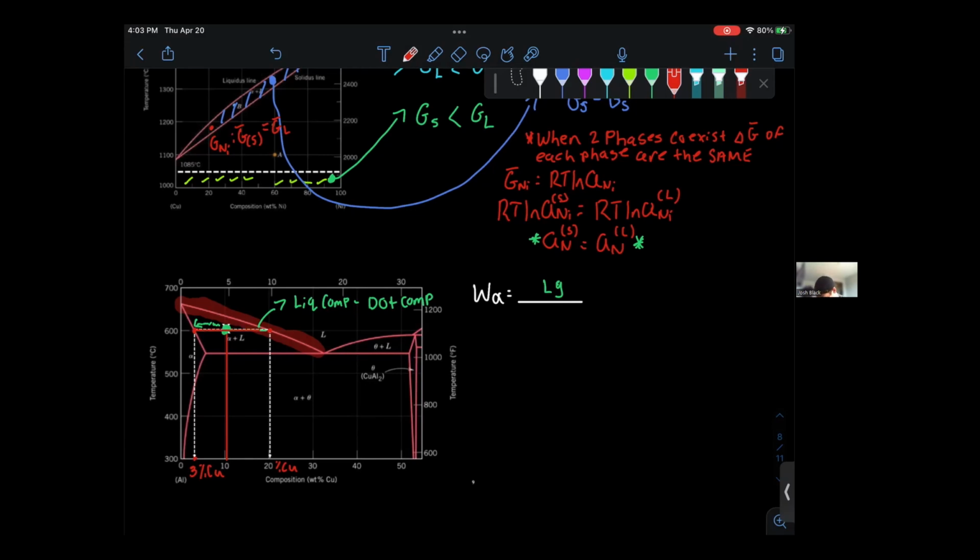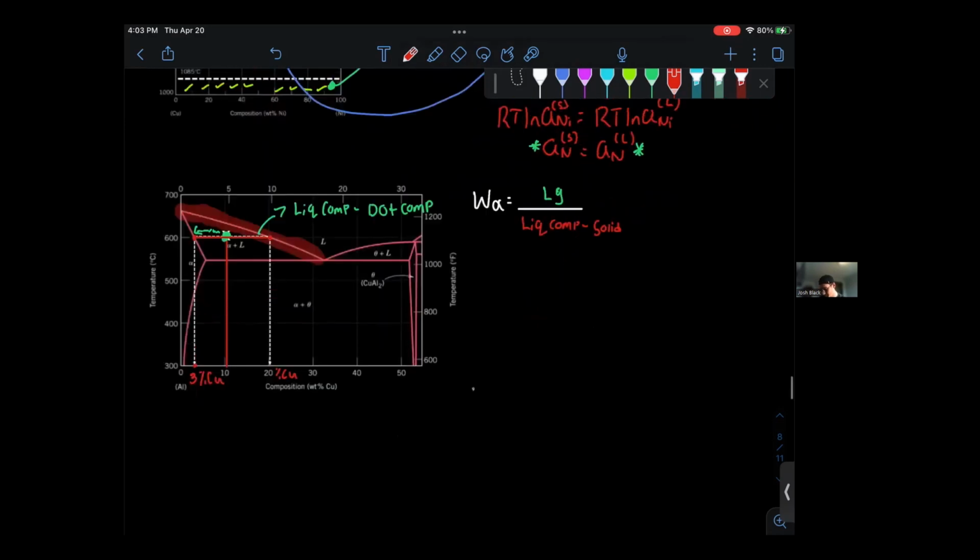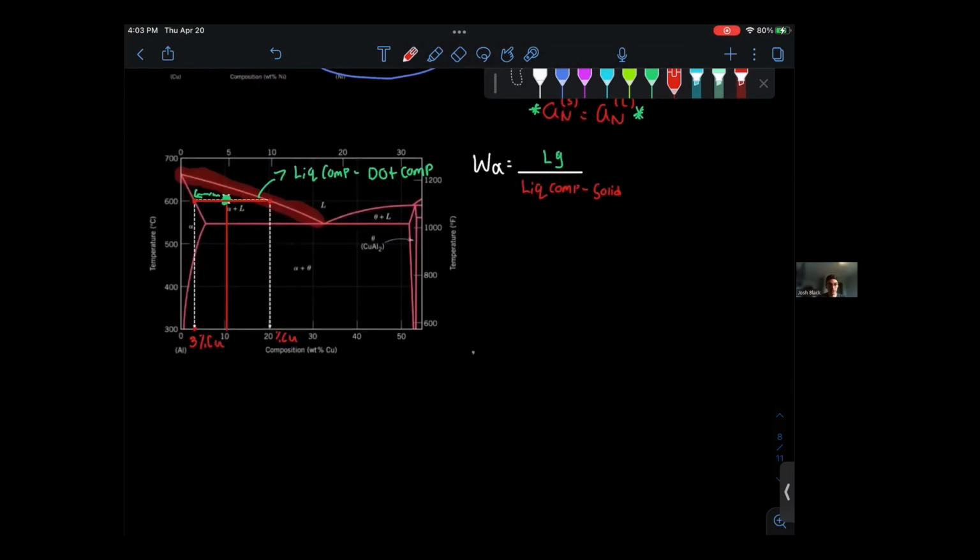The total length of this line is going to be liquid comp minus our solid comp. Sorry about that. That will give us our amount of alpha that we have. Beautiful.